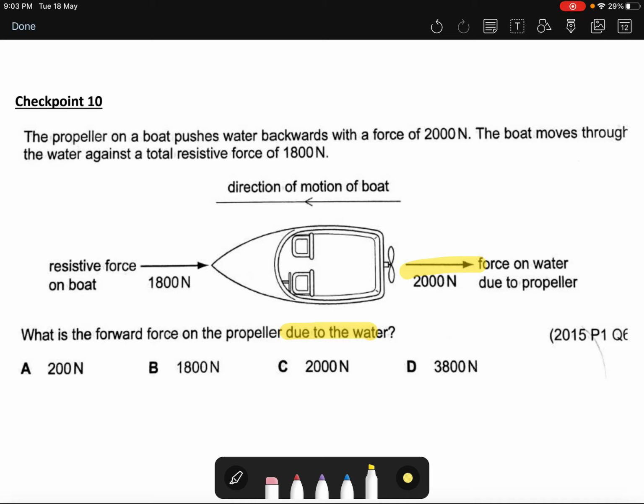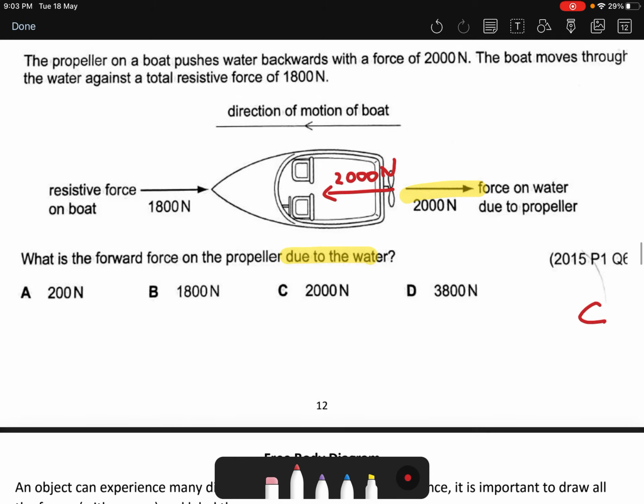Since my propeller exerts 2000 Newton on the water, according to Newton's third law, the water must exert back 2000 Newton on the propeller. So the answer should be C.